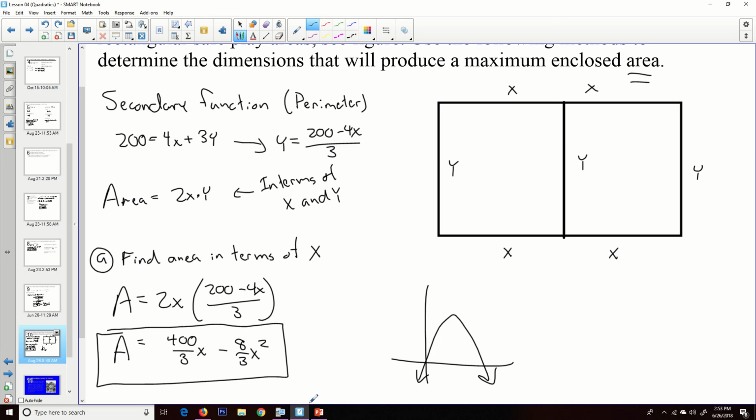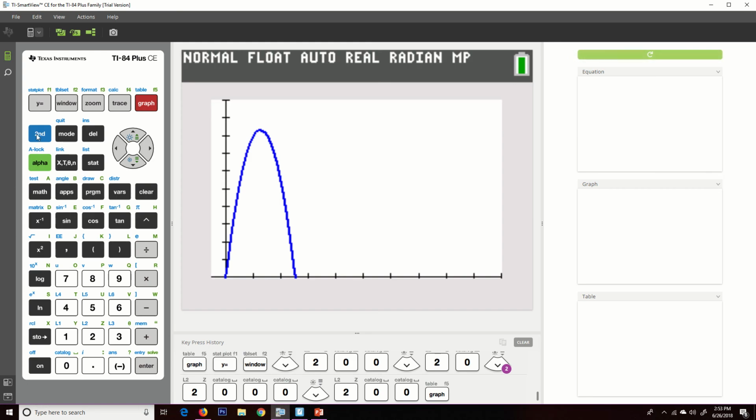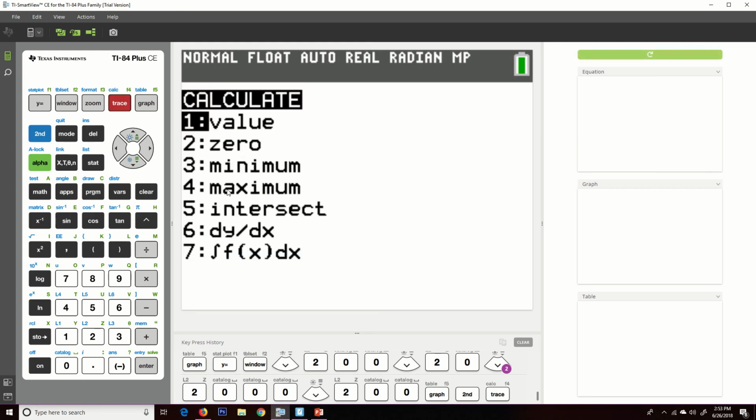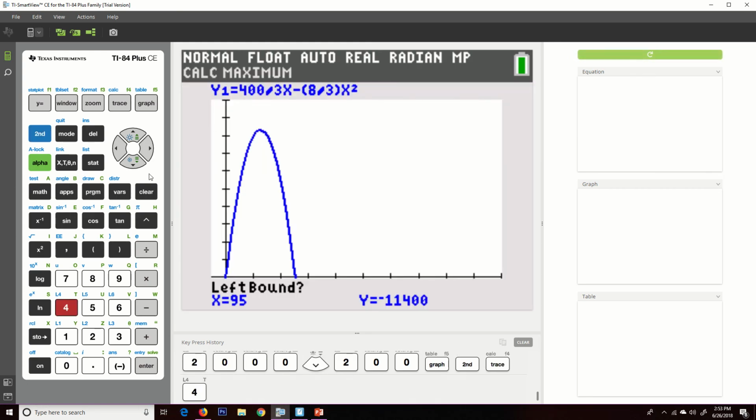And so if I want to find this highest value for x, again, I go second, I hit the trace button. We're going to do a maximum, so I go to 4. We're going to go left a little bit until we get it. I'm looking at this value here and seeing that it's coming up as I get closer. And we move to there. We're going to hit enter. We're going to hit a right bound right there. Hit enter. We're going to get enter.